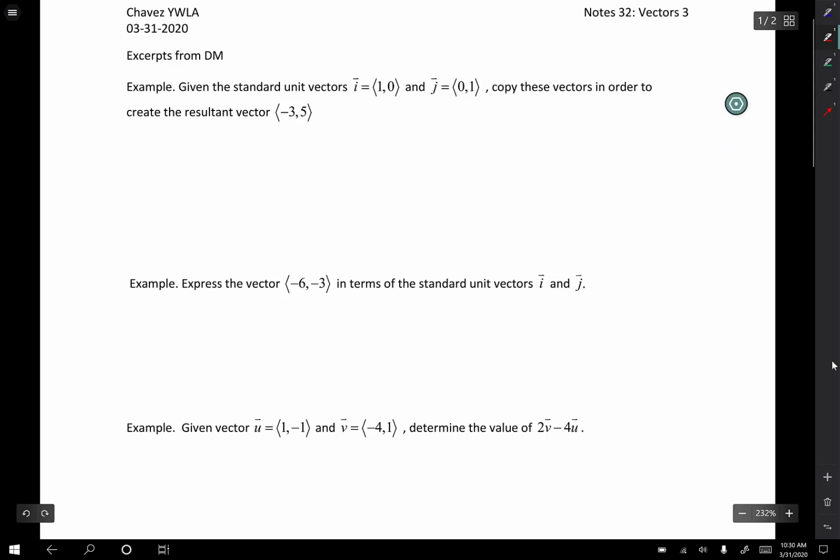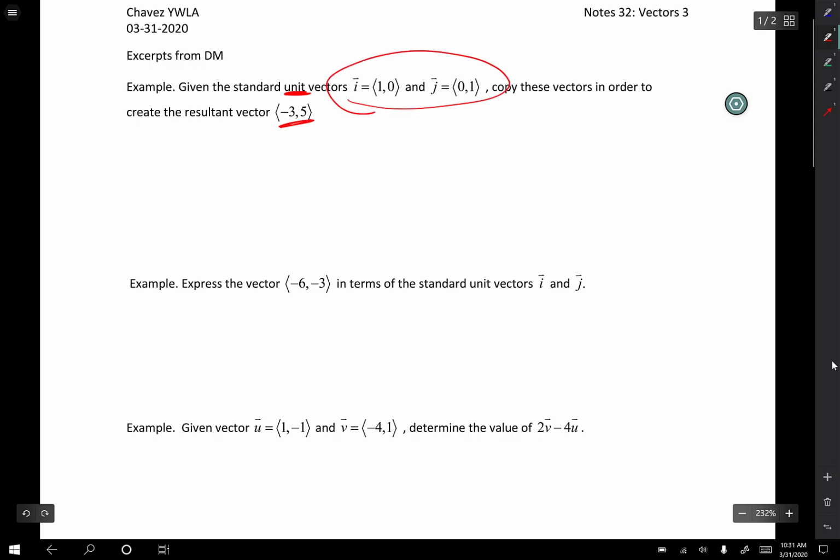It says, given the standard unit vectors i and j, copy these vectors in order to create the resultant vector -3, 5. Remember in notes 1, or vectors 1, i was a vector in the x direction, and j was a vector in the y direction. That's why you see 0, 1 and 1, 0. In case you're wondering why the 1, it's because it's 1 unit. So what they're asking is that they want to see this resultant vector from these two.